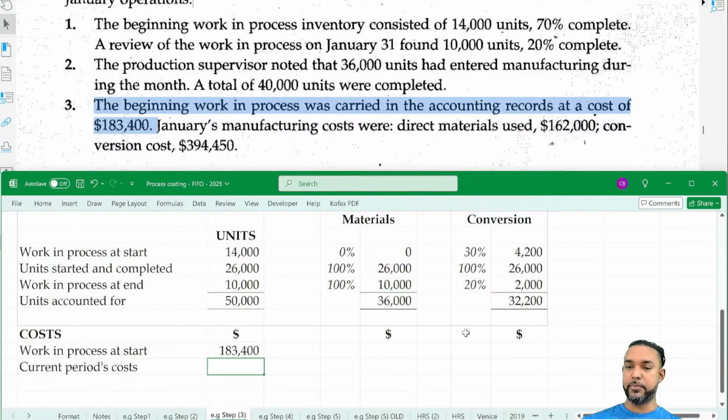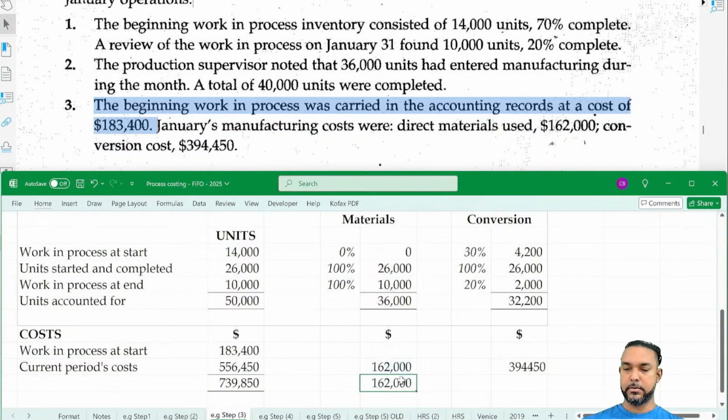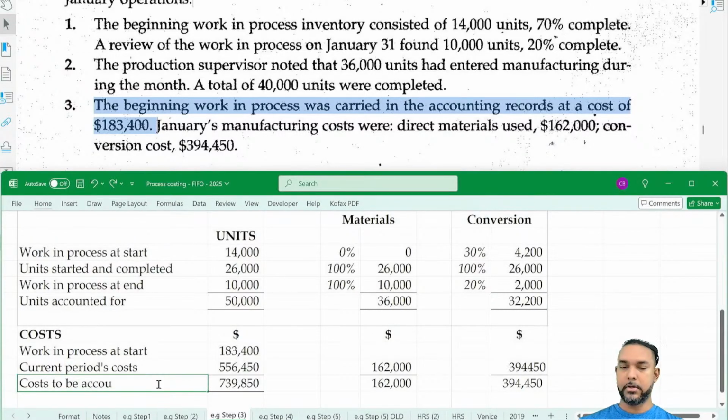And the current period's cost, so you had 162, yeah, materials. Direct materials used 162. And conversion was 394,450, right? So now, to get the total here, we're just going to add those two together, right? And then we're going to add going down. Right, so there's this one, and this one too. I'm going to put a little line on top of that. Right, so these are the costs to be accounted for.